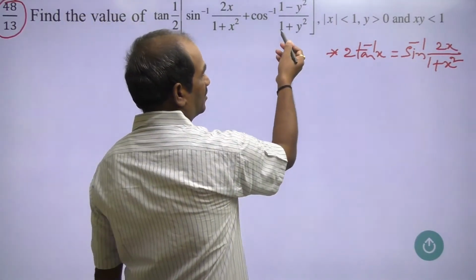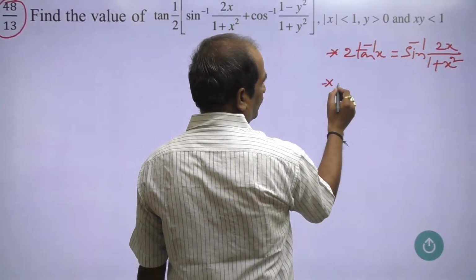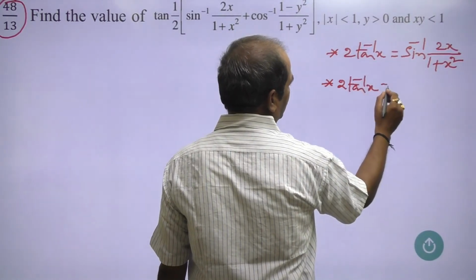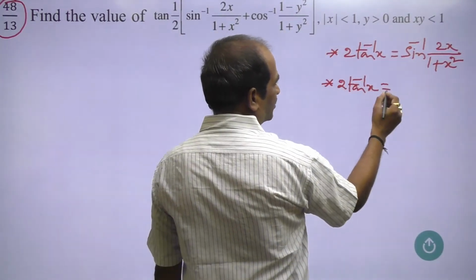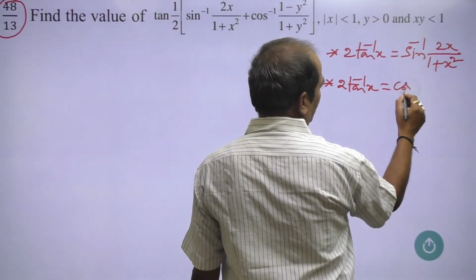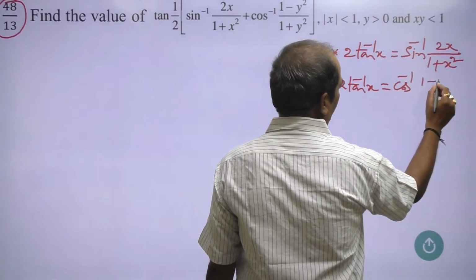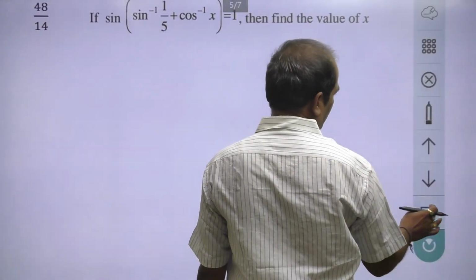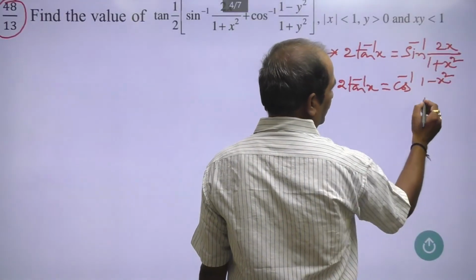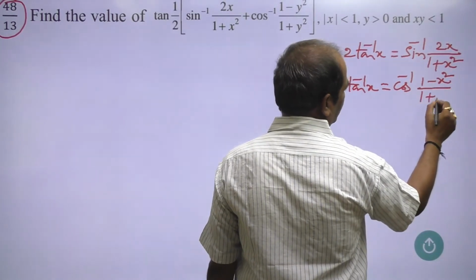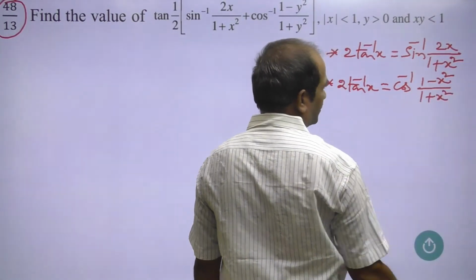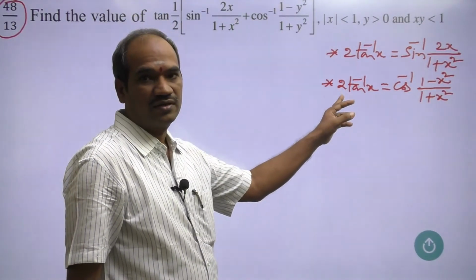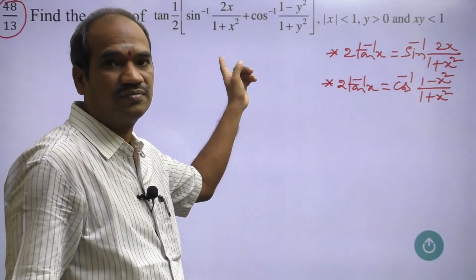Next, this is also the same formula. 2 tan inverse x is equal to, in terms of cos, cos inverse of 1 minus x square by 1 plus x square. Two formulas. So apply these two formulas here, this simple question.